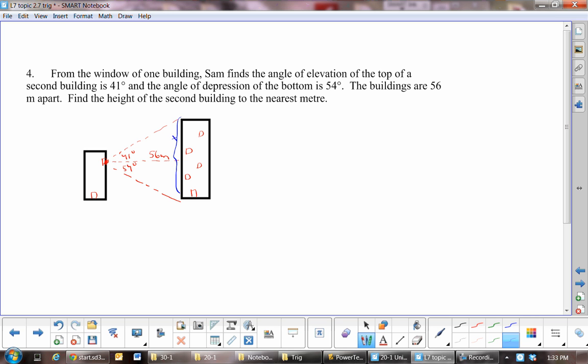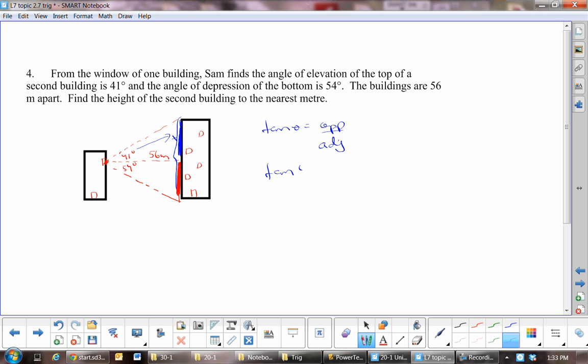Okay, so you would do that part as x, right here to here. Do this part as y, and then add the two together. Okay, so let's do the blue one. Now, I am looking for opposite. I know adjacent, and hypotenuse has nothing to do with this. So tan theta equals opposite over adjacent.